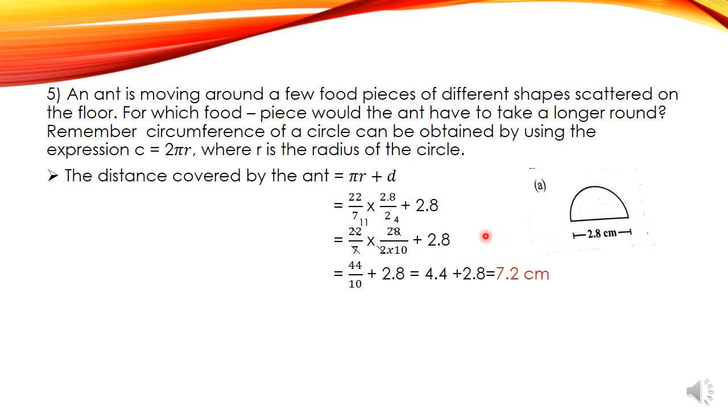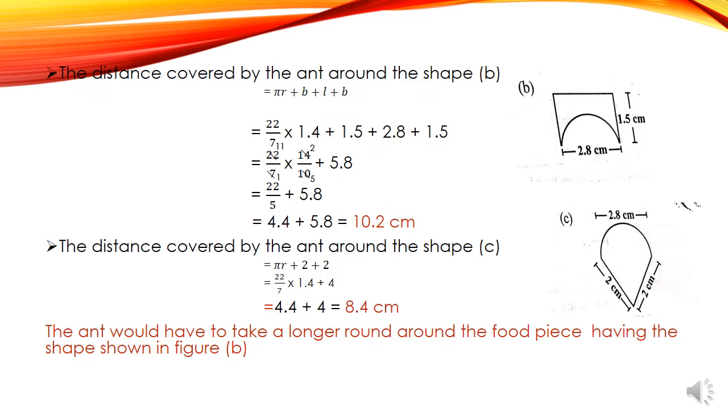food piece number B. Now the distance covered by the ant around the shape B is equal to pi r plus B plus L plus B. Children, see the shape. Here this distance is the semicircular distance, that is pi r. The circumference of a semicircle is pi r.